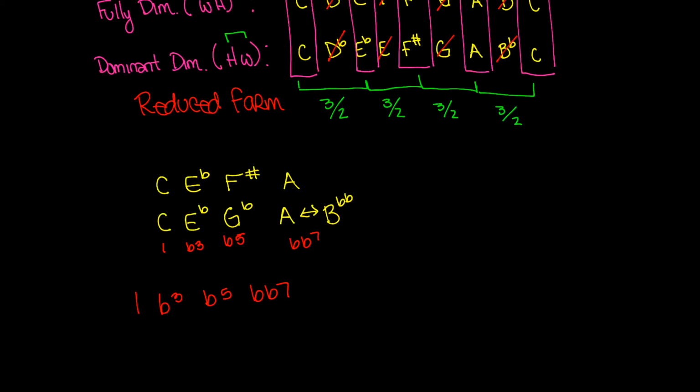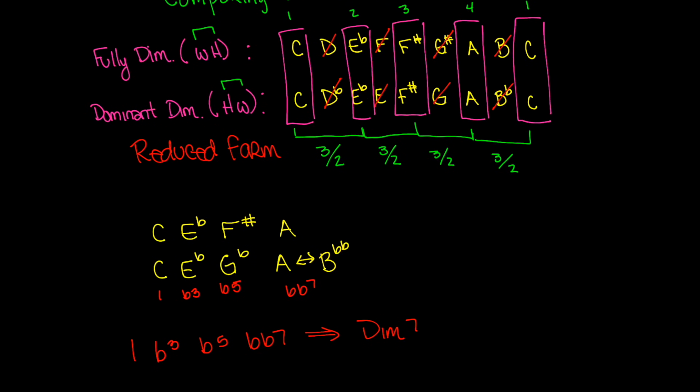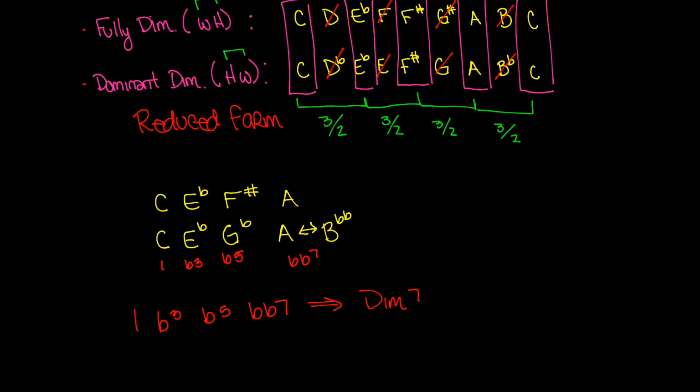And this is something that we got from the reduced form of the scale. And this actually happens to be a diminished 7th chord. Okay, so that is the formula for building a diminished 7th chord. And as you can see, that diminished 7th chord is embedded into the fully diminished and into the dominant diminished scale. So in the reduced form, it's in both sides of that scale. That's just an interesting little result that occurs with that.